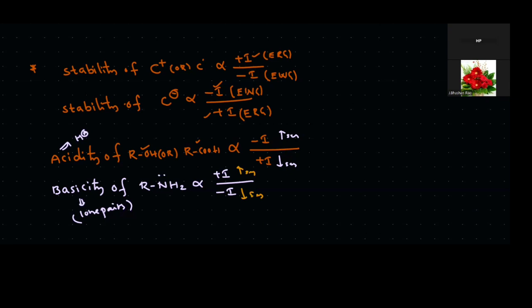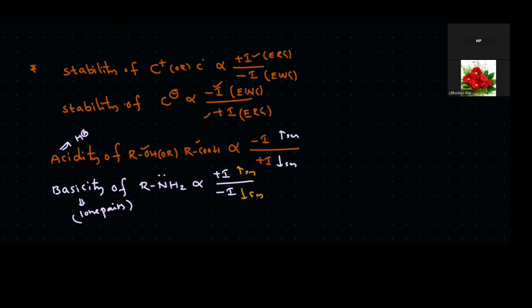If you memorize these formulas, you can easily identify the stability of a given carbocation, free radical or carbanion, or the acidity of alcohols and carboxylic acids. Another one is basicity. These are very important.